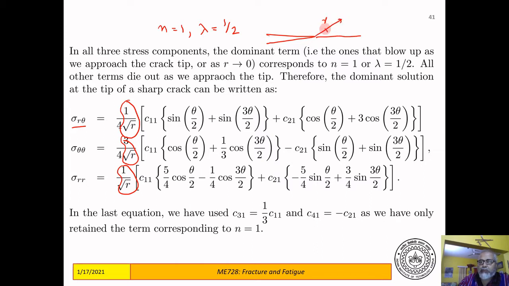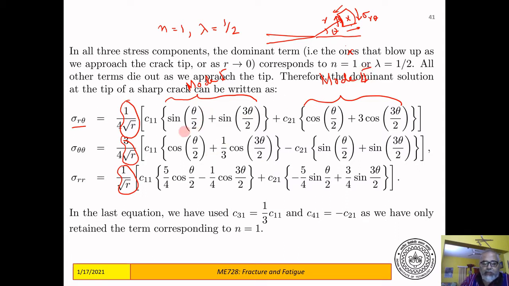So this is your r, this is your theta, and this is sigma r theta. And sigma r theta has to be antisymmetric for mode 1, which means that if you take the point which is a mirror image of this point, then sigma r theta has to be in the opposite sign. And here, if you look at the sigma r theta expression, this is an antisymmetric function. So this corresponds to mode 1, and this is a symmetric function which corresponds to mode 2.